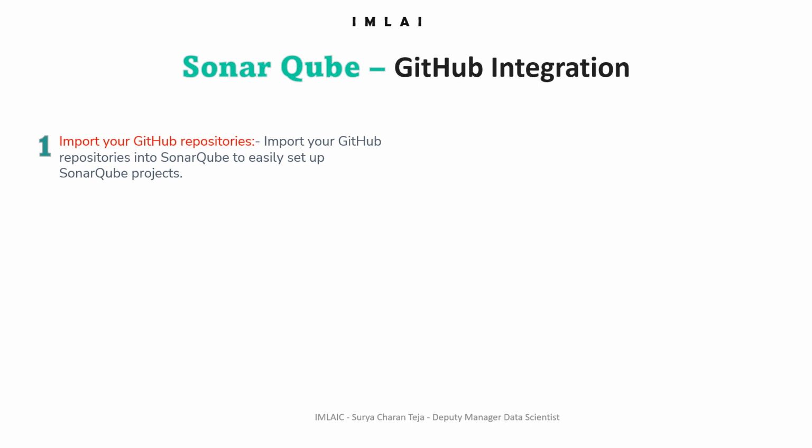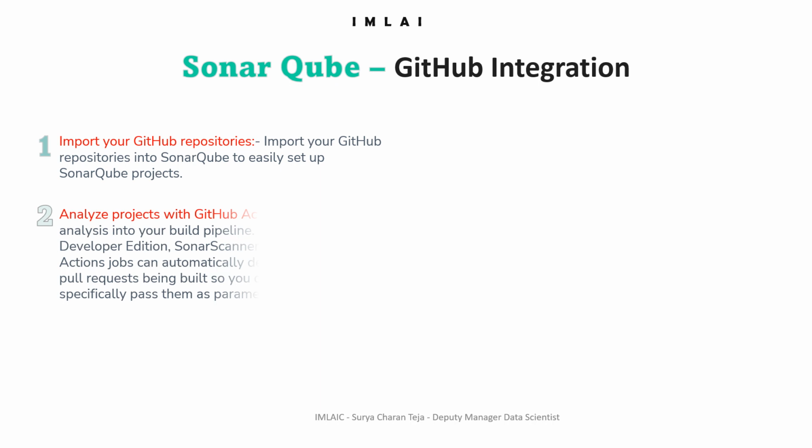Jobs can automatically detect branches or pull requests being built, so you don't need to specifically pass them as parameters to the scanners. And we can report your quality gate status to your branches and pull requests also. To see your quality gate and code metric results right in GitHub, so you know if it's safe to merge the changes or the branch to the main.